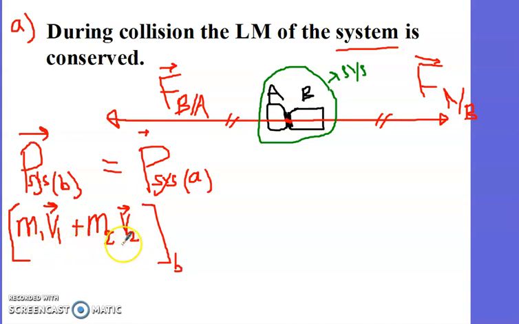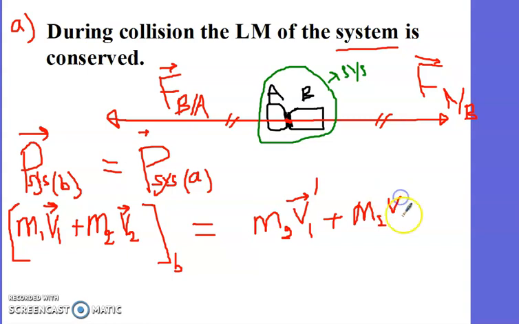Our system consists of A and B. And this is equal to M1 V1 prime. Prime doesn't mean derivative. It means after, okay? Plus M2 V2, also prime, but this is not the derivative. Be careful. It means after collision, okay? So, the linear momentum of the system after collision, or finally.